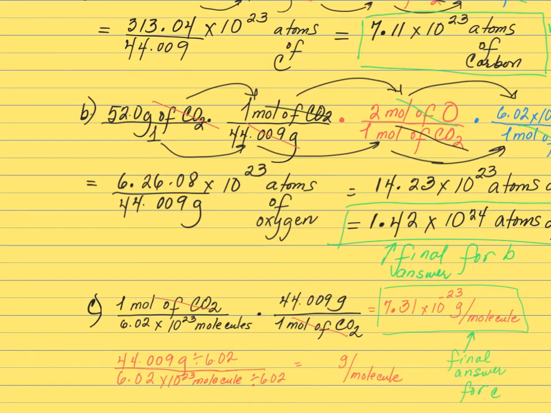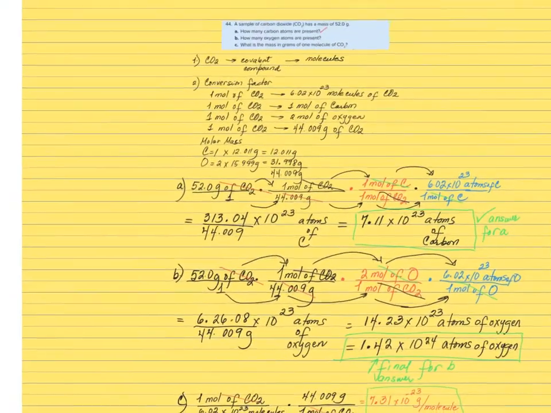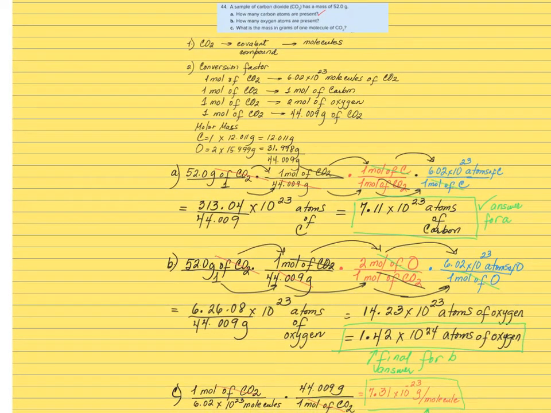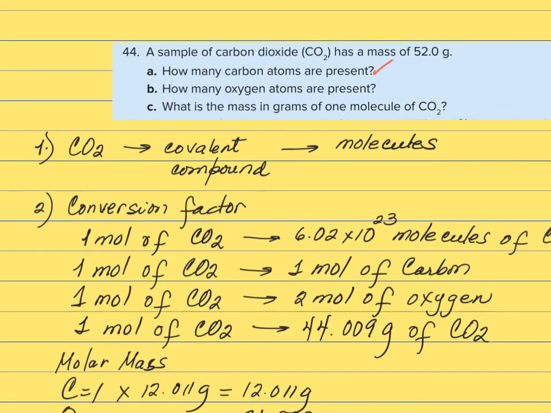Now, this problem is a little bit more complicated, and you can see that in the amount of calculation that I'm showing over here. Because they are giving you a sample of carbon dioxide. And we're going to start with the first step. Carbon dioxide is a covalent compound. For a covalent compound, what are the representative particles? Molecules. So you have over here a sample of 52 grams of carbon dioxide.